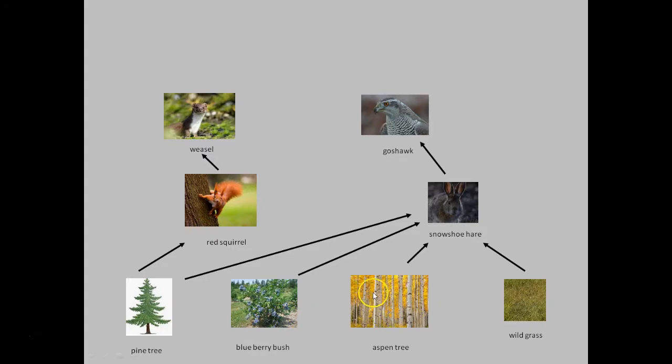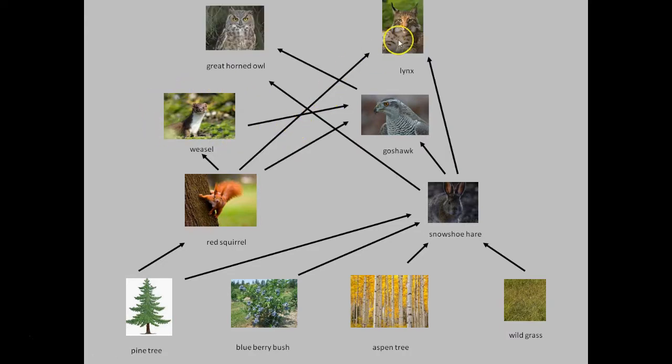So here's our first trophic level, the producers. Our second trophic level are herbivores. Then our primary consumers. And then finally our top carnivores. And so we can see that food webs can get rather complicated. Key thing though is we try and keep organisms of the same trophic level on the same line.